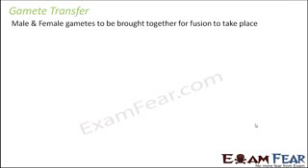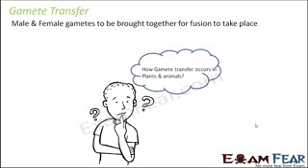Now, in order that the fusion takes place between male and female gamete, the male and the female gamete need to be brought together. So, how do we bring them closer? That is what we will see in gamete transfer. It is all about bringing the male and female gametes together for the fusion to take place. Because until and unless the fusion takes place, there is no point talking about reproduction. Now the question is how gamete transfer occurs in plants and animals. Who actually carries the gamete to each other? Let us have a look at that.